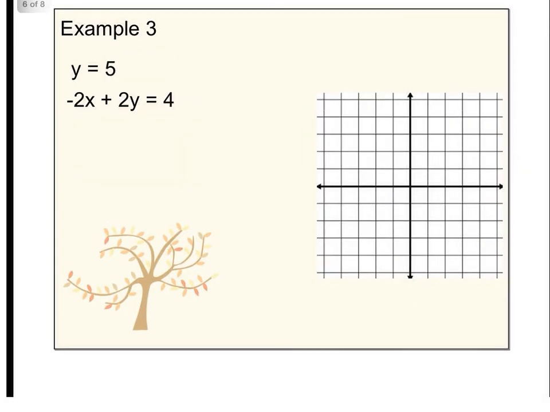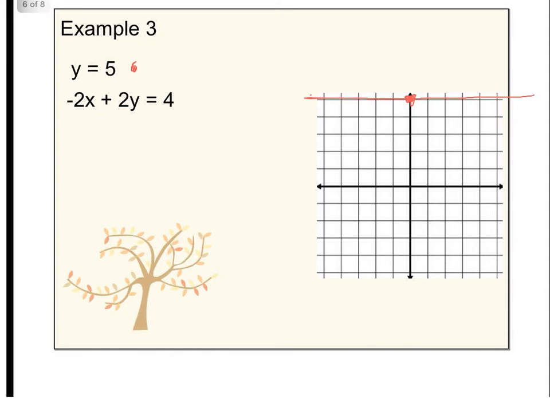Okay, in this case we have two equations, y is equal to 5, and then our second equation is in standard form, so it says negative 2x plus 2y is equal to 4. I'm going to do this first equation. I want all of you to stop and think what the graph of y equals 5 should look like. Is that a horizontal line or is it a vertical line? Well, if I have just y is equal to 5, I know I have a line with a slope of 0, so it is a horizontal line. So all I do is find 5 on the y-axis. So that's going to be up here.